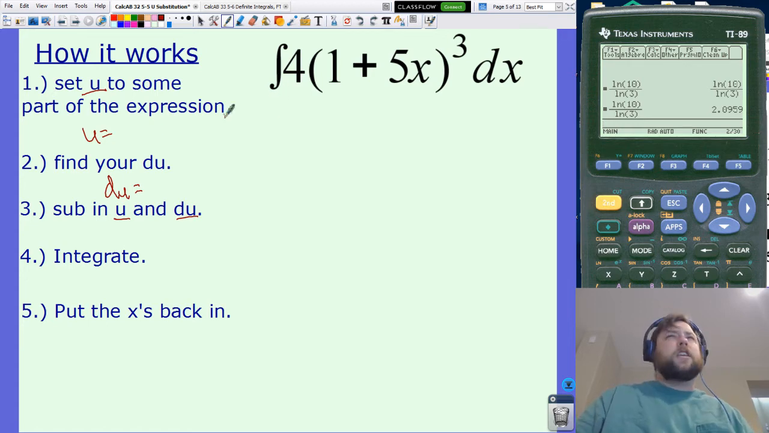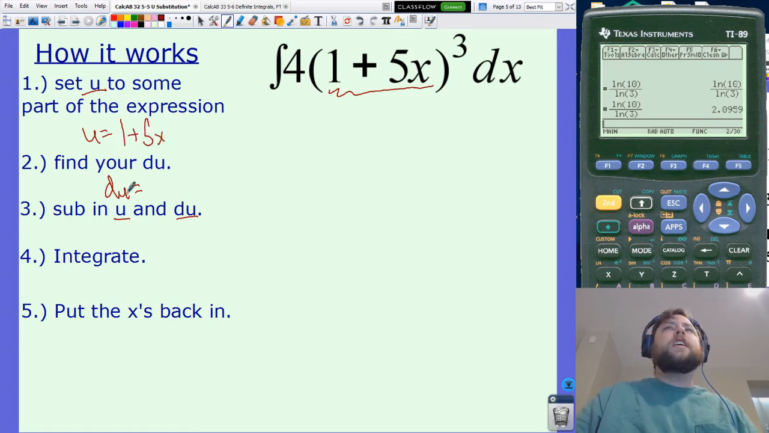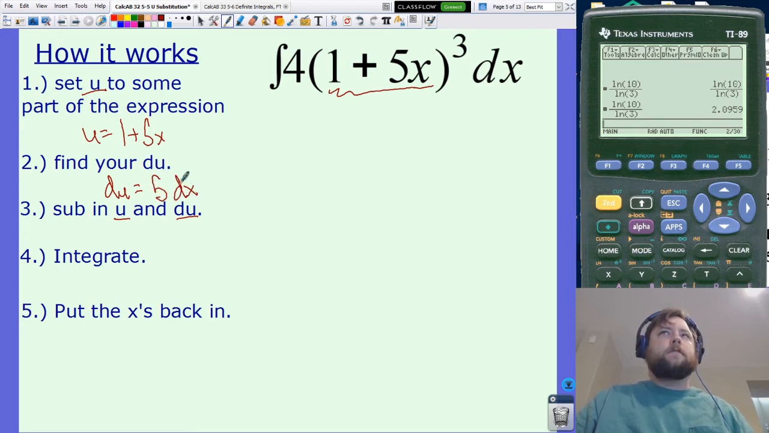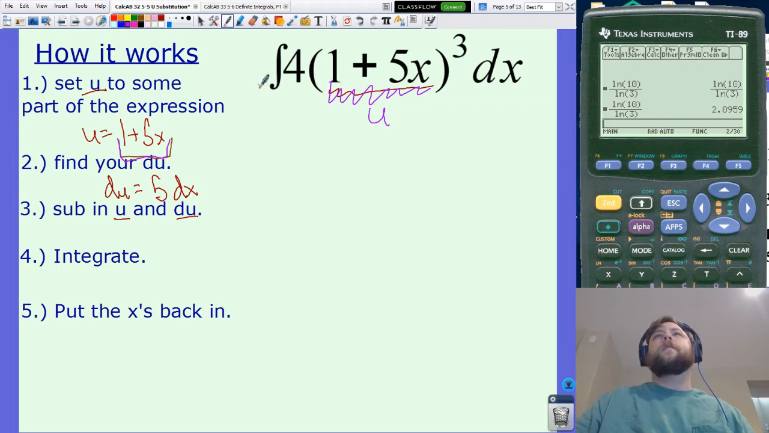I'm going to figure out a u first. So I'm going to say my u is going to be that thing inside, 1 plus 5x. So du basically means the derivative of 1 plus 5x, which will be 5 times dx, okay? Because we're deriving an x. So we're going to substitute these things in. I'm going to put this 1 plus 5x, we're going to put this as purple, and we're going to turn this thing into u. And then we've got to have a 5 dx.